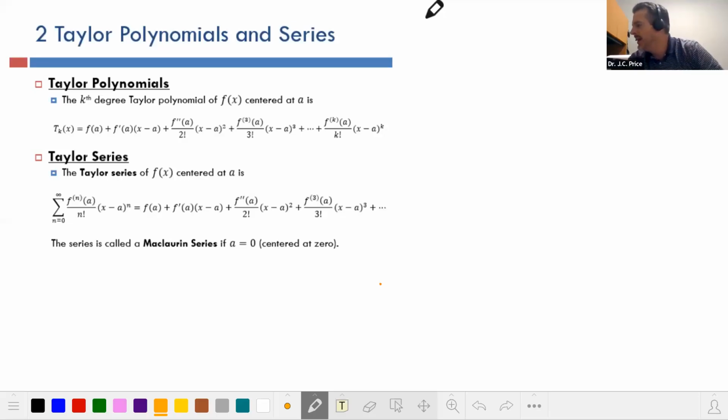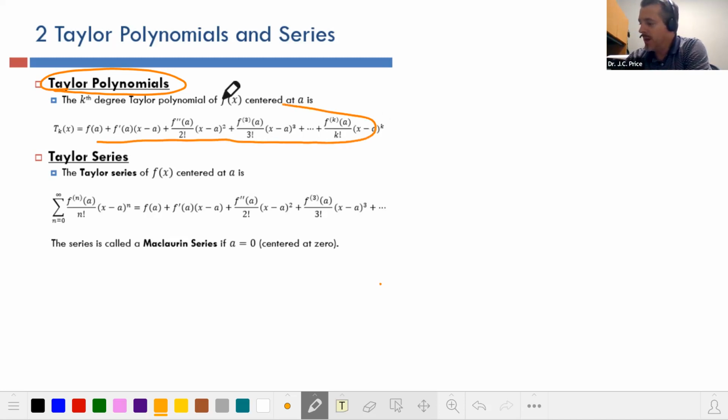And so today, what are we going to do? We are going to continue on with this lecture. So last time we talked about Taylor polynomials. And so remember the idea. The idea was you could basically use this polynomial to approximate your function. And it turns out the bigger the degree, the better approximation you're going to get.